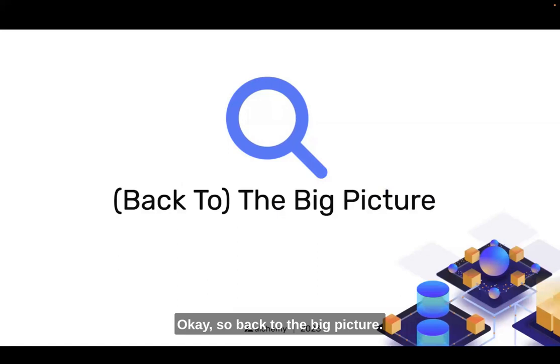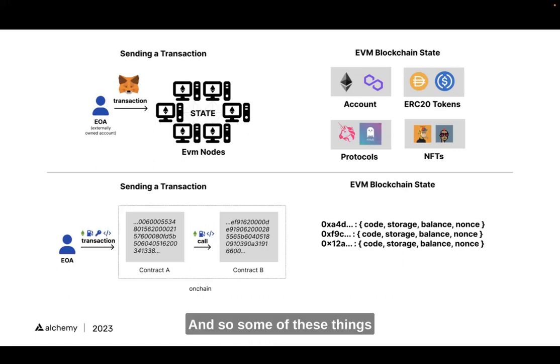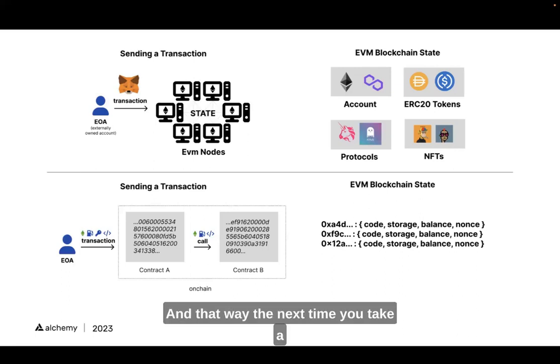Okay, so back to the big picture. So now that we've been through a lot of this on a lower level, maybe some of this is starting to look a little bit more familiar on the bottom half of the slide. I hope it's starting to make a little bit more sense. And so some of these things are a little bit more demystified. And that way, the next time you take a look at Etherscan, it's a little bit more clear what's going on behind the scenes, right?